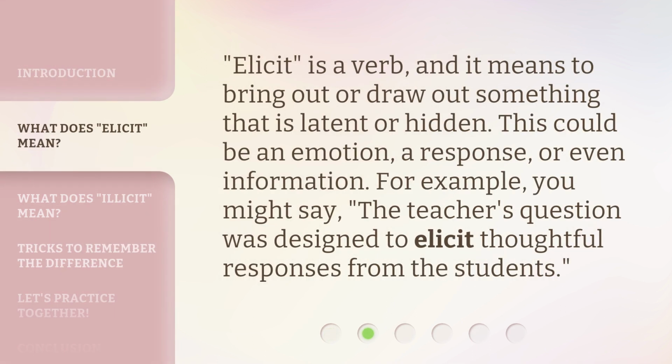Elicit is a verb, and it means to bring out or draw out something that is latent or hidden. This could be an emotion, a response, or even information. For example, you might say, the teacher's question was designed to elicit thoughtful responses from the students.